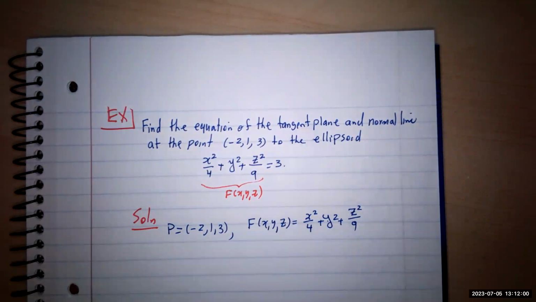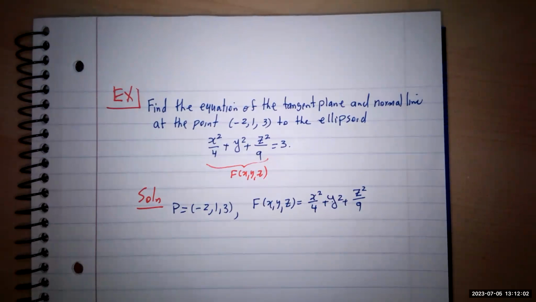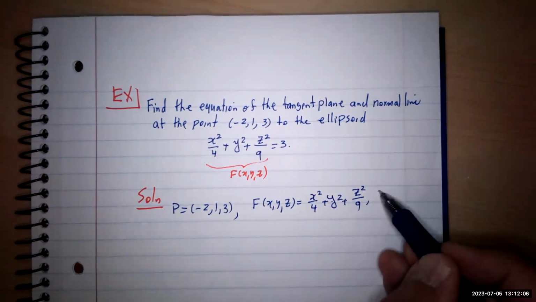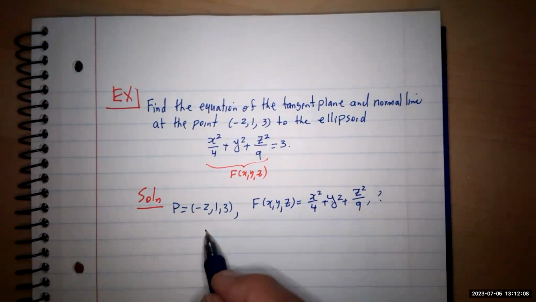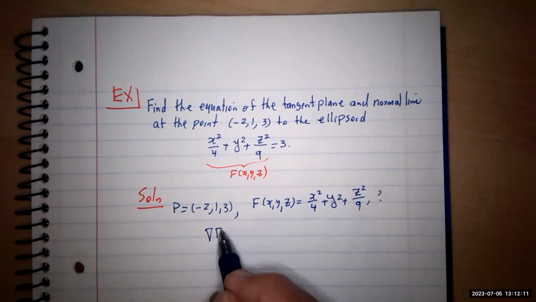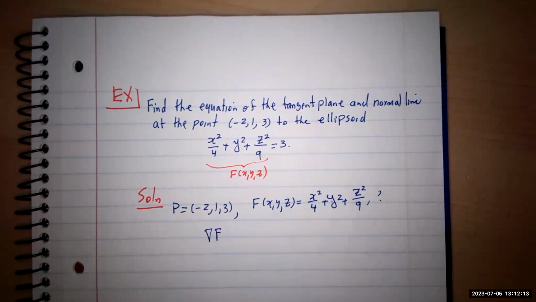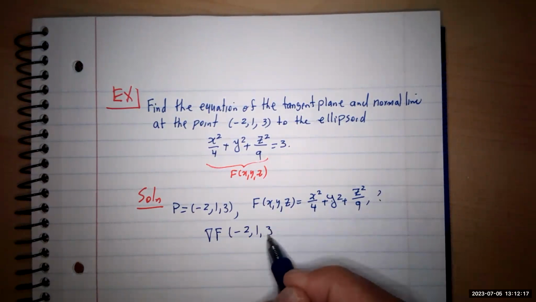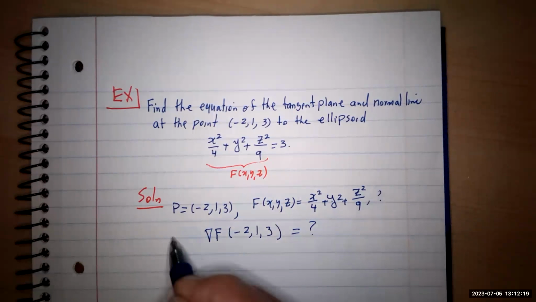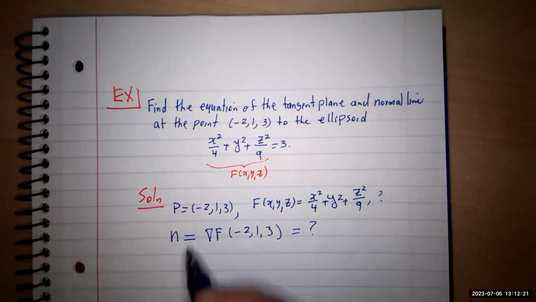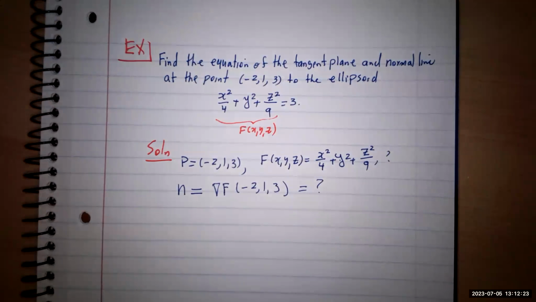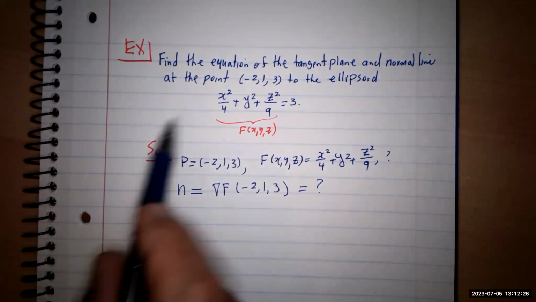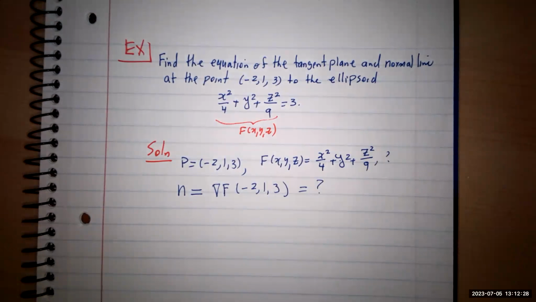You need to find the normal vector. The normal vector is going to be the gradient. Okay, so what you have to find is this one. You have to find the gradient of the f at these points, -2, 1, 3. So that would be your normal vector. Okay, so you have a point and a normal vector, then you can write the equation of a tangent plane and you're done. Okay, so we go for it.